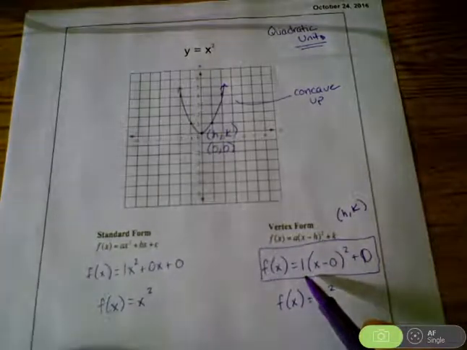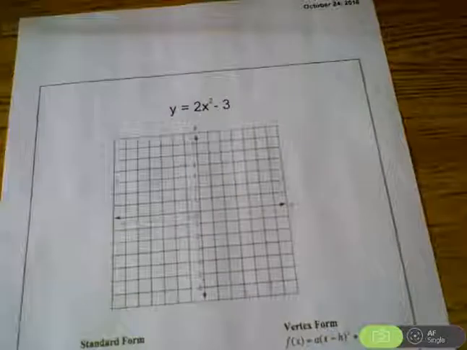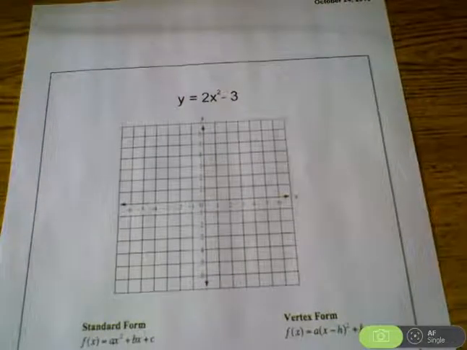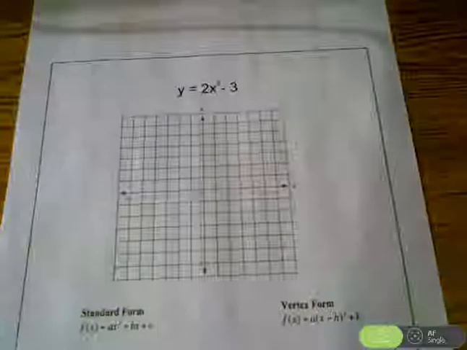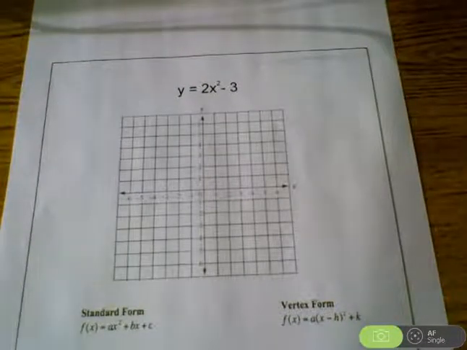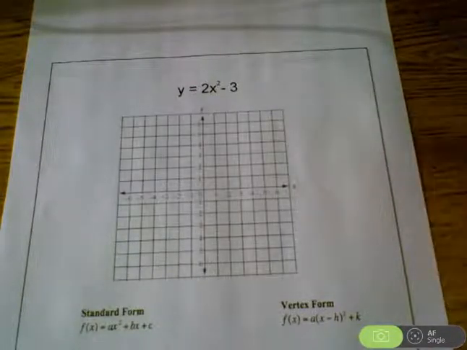So let's actually take a look at another example. This is the one that you're going to sketch into your notebook. Okay. y equals 2x squared minus 3. So take a moment, jot down some things that you know about this function compared to the parent function. What are some things that you know about it?